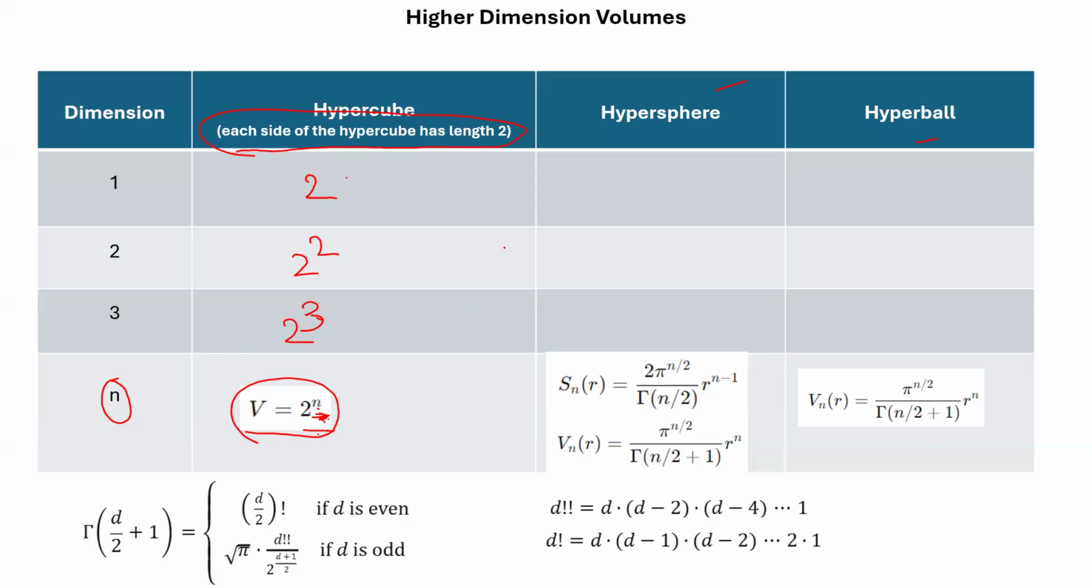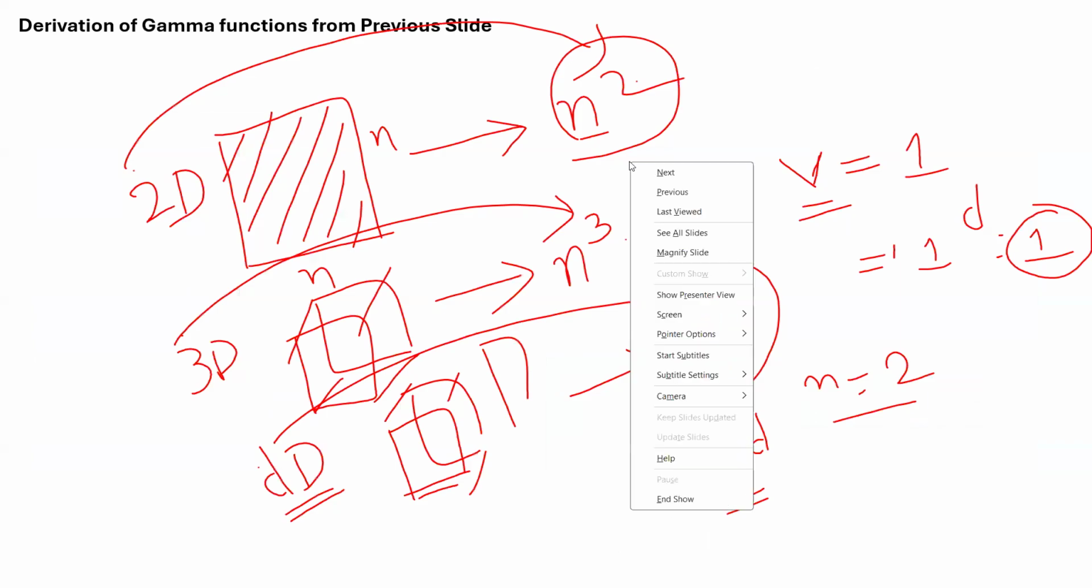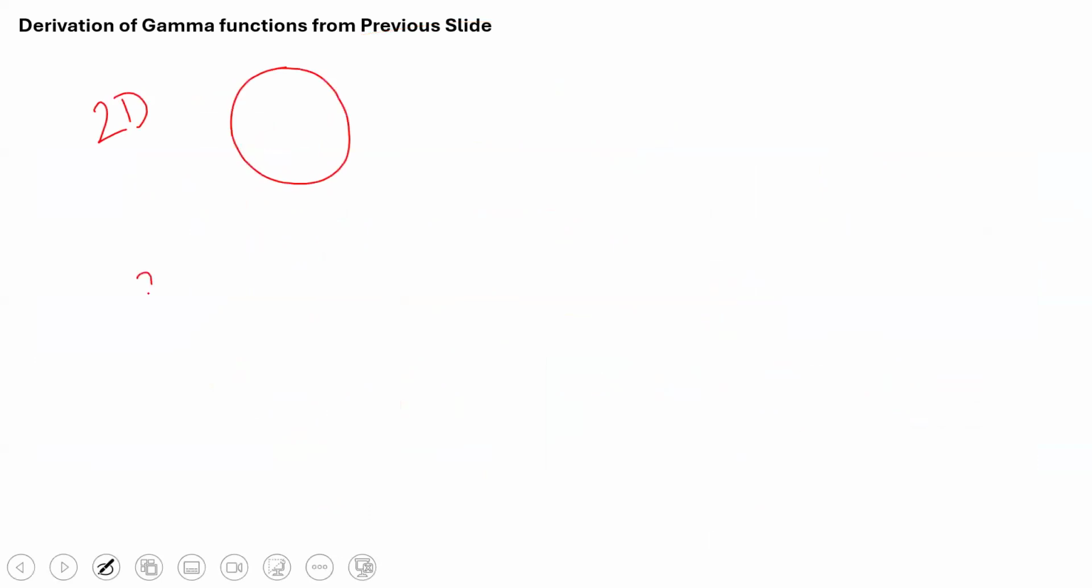Yes, it's clear. Okay. So now let's talk about hypersphere. We concluded hypercube. Now let's talk about hypersphere. What does a hypersphere actually look like? In 2D, what does the hypersphere look like? In 2D, it is a circle, right? In 3D, it is a sphere, right? In 3D, it is a sphere.